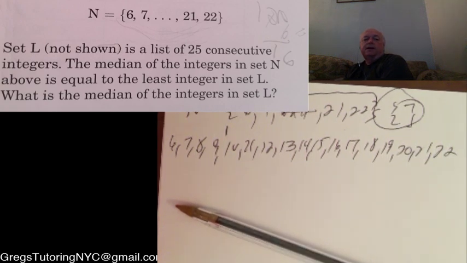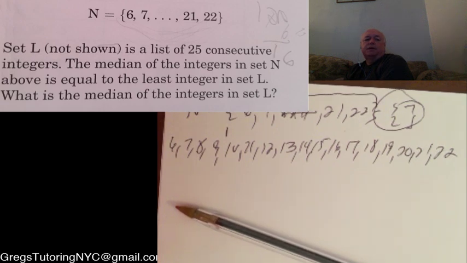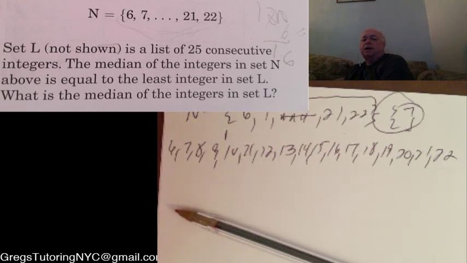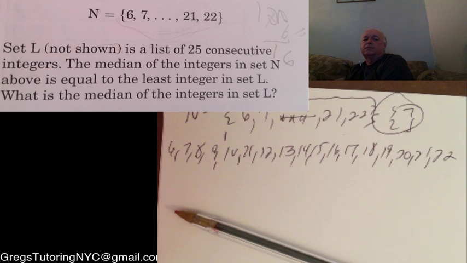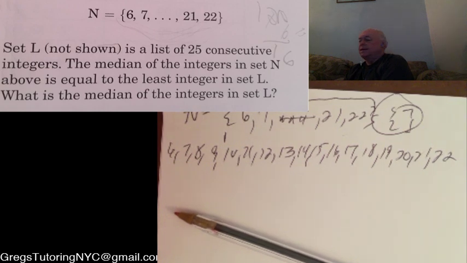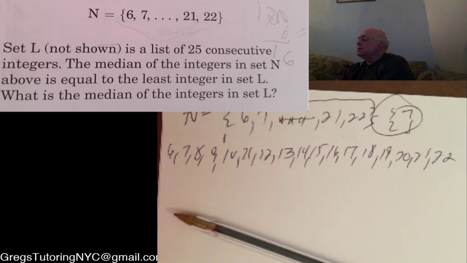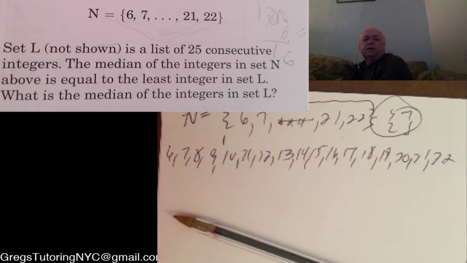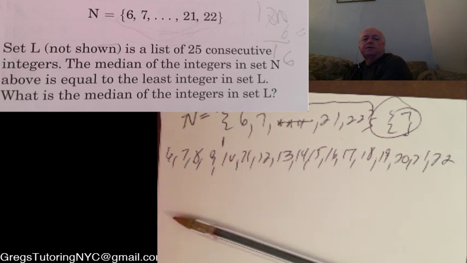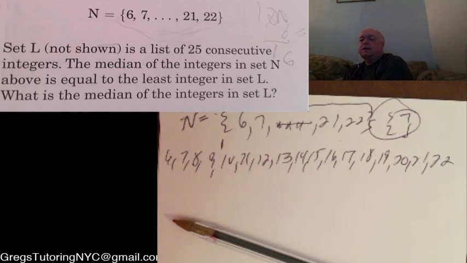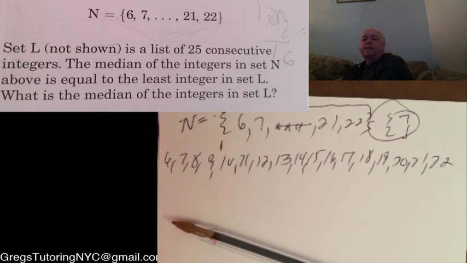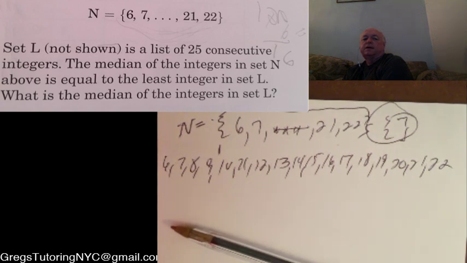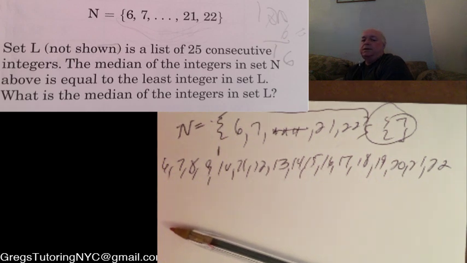The median of the integers in set N above is equal to the least integer in set L. Okay, so that's where our trickiest wording is. So what is the median of the integers in set L? It's really a word problem that we have to interpret. Let's go through it again. Set L is a list of 25 consecutive integers. The median of the integers in set N above is equal to the least integer of set L. So we have to get the median of the numbers up here.